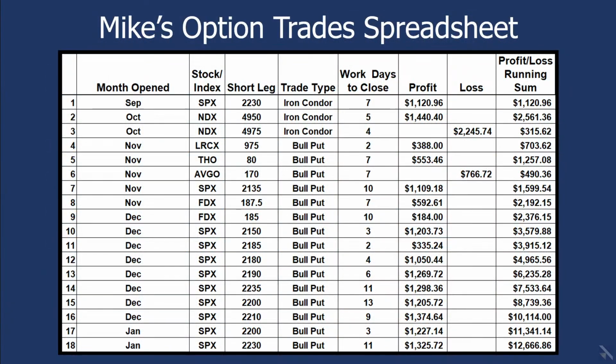And he was so proud of his success, he even sent me a spreadsheet of his trades. Take a look. First off, take a look at the work days to close, right? 7, 5, 4, 2, 7, 7, 10. And then look at the profit column versus the loss column. He's pulling in about $1,000 every 7 to 10 days. And that's very important for you to know.